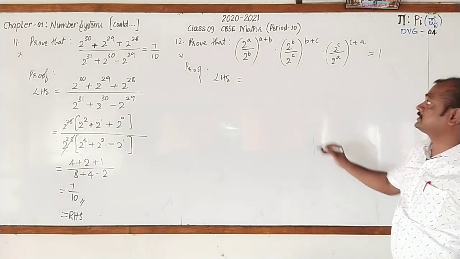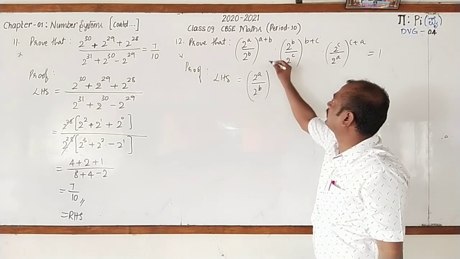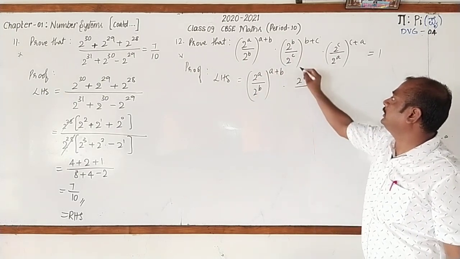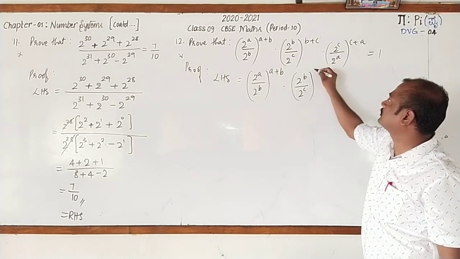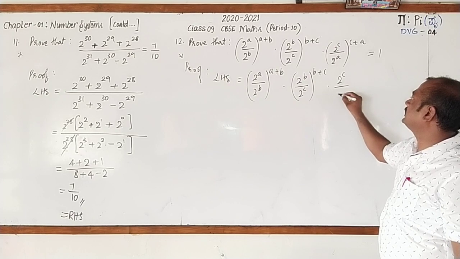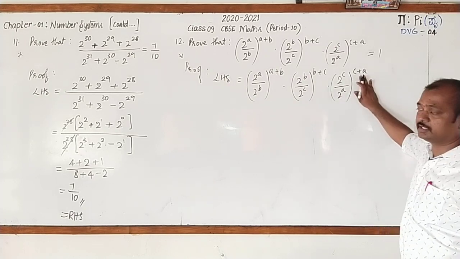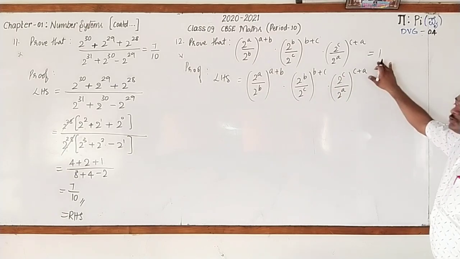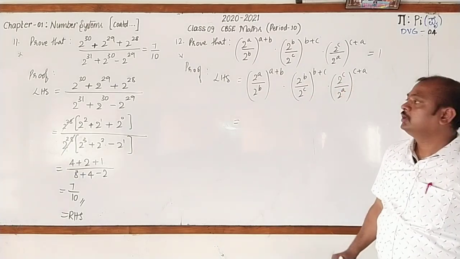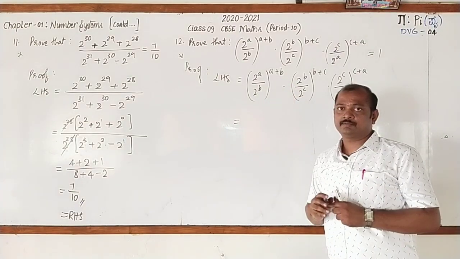Here in the LHS part, (2 raised to the power a by 2 raised to the power b) whole raised to the power a plus b, into (2 raised to the power b by 2 raised to the power c) whole raised to the power b plus c, into (2 raised to the power c by 2 raised to the power a) whole raised to the power c plus a is there. When you simplify, you should get 1. This is equal to, just observe the terms which are in the brackets.